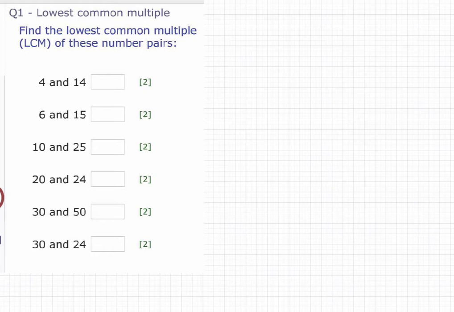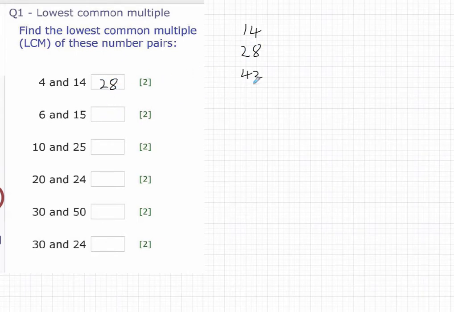Right, we've got to find the lowest common multiple. Now there are two ways of doing this. Sometimes the easiest way is to think of it, maybe it's 14. If it's not 14, maybe it's 2 times 14, which is 28. If it wasn't that, maybe it'd be 3 times 14, which is 42. 4 will go into 28, so 28 is the answer.